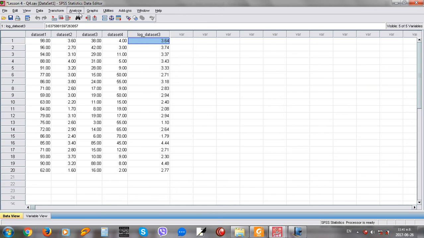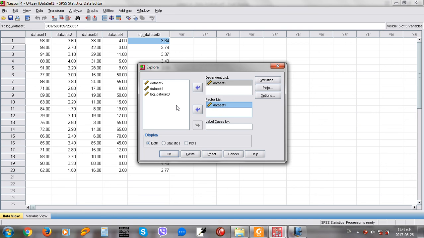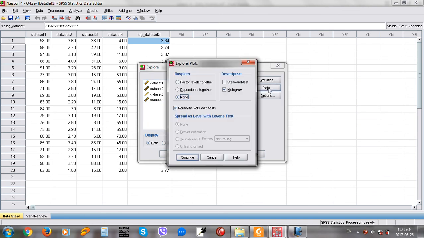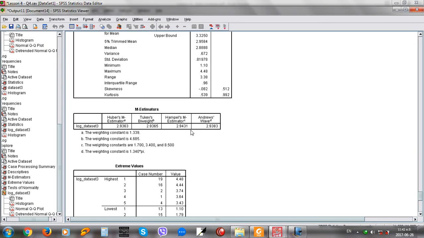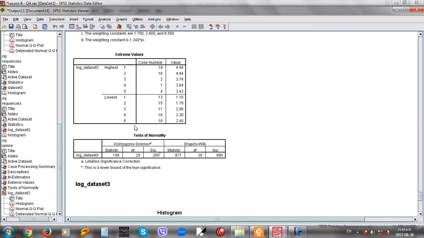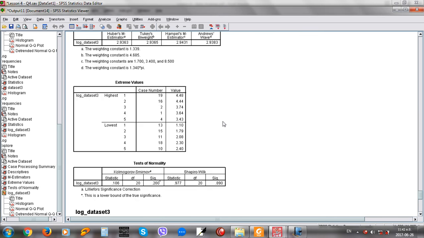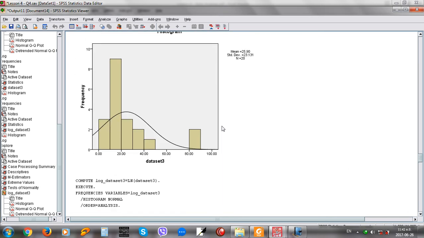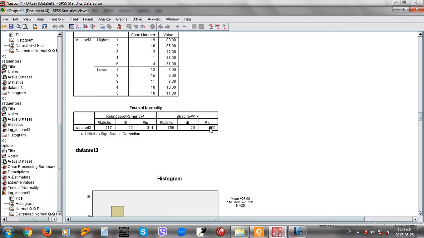Then we go to Analyze, Descriptive Statistics, Explore, and take log data set 3 as the dependent variable, then Plots, Normality plots with tests and statistics. We can click OK, then we'll see what happened. Now we need the Shapiro-Wilk test, because n equals 20. Earlier, for the Shapiro-Wilk test, what came?